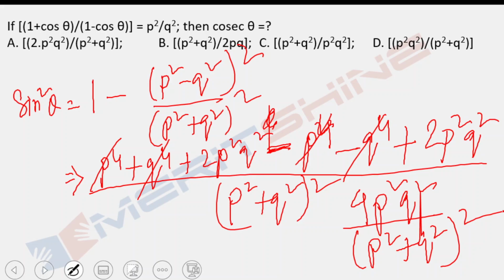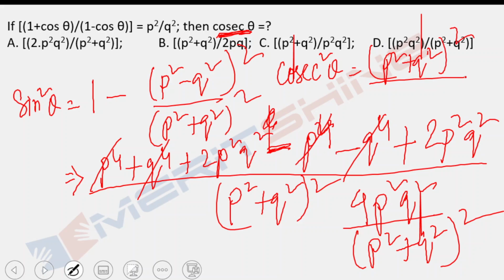But this is sin square theta. We need cosec theta. So let's first make cosec square theta. So cosec square theta is nothing but p square plus q square whole square divided by 4 p square q square, right? So cosec theta would be root of it. So our numerator should have p square plus q square and our denominator should have 2pq.